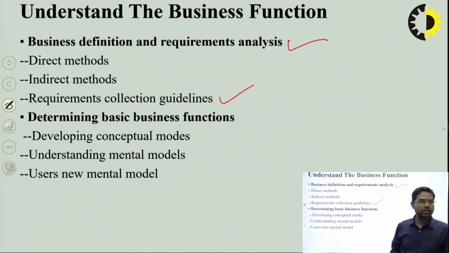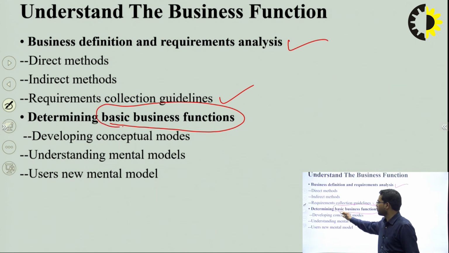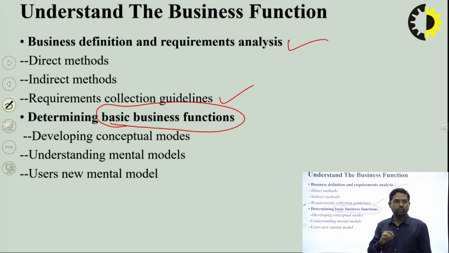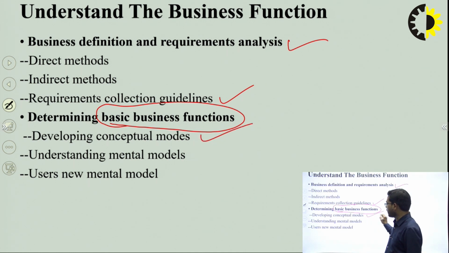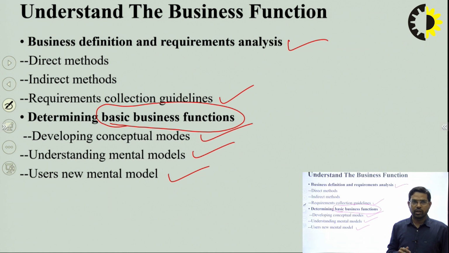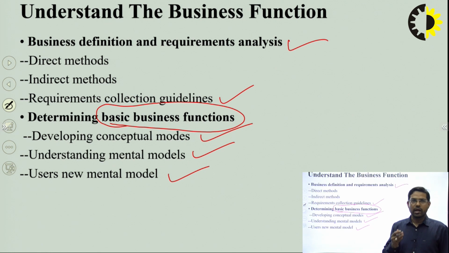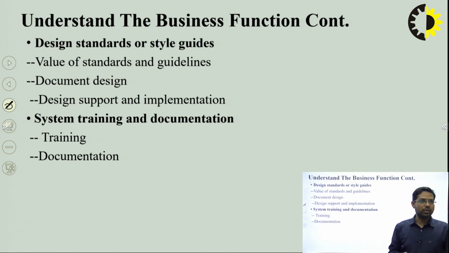In these requirement guidelines, basically, what kind of collection there is and what kind of guidelines are followed. Next is determining the basic business function. We have to identify what basic functions we have to use. Here we discuss developing the conceptual models, and second, understanding the users' mental models. If you are using any human computer interface, we first identify what type of concepts and mental models there are, and we create the new mental model according to these previous two.